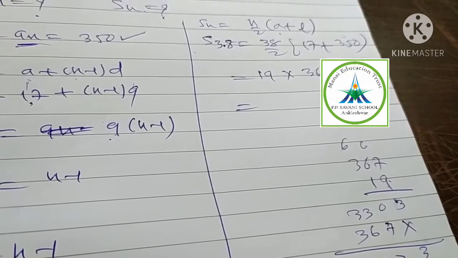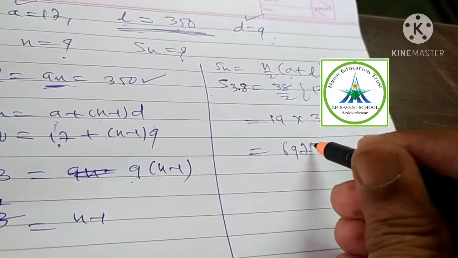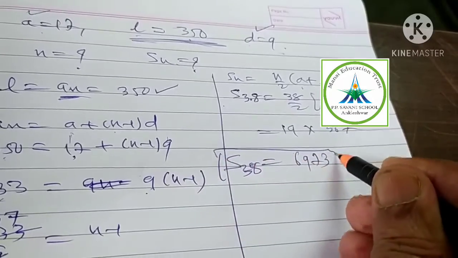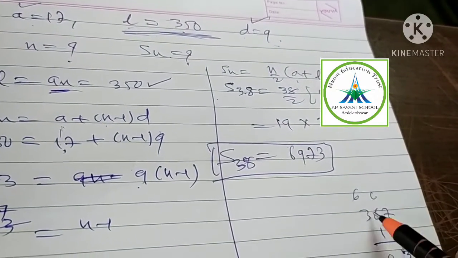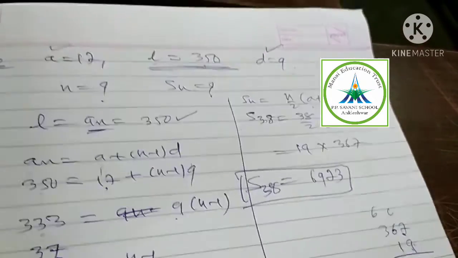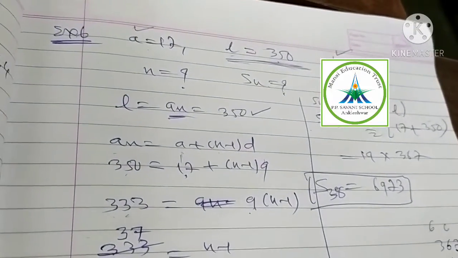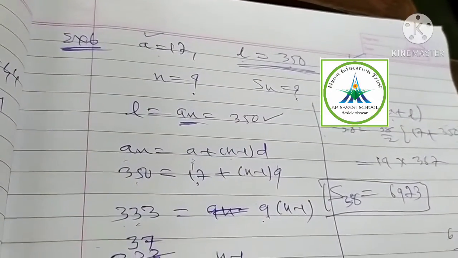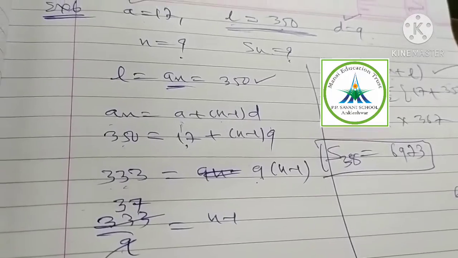You are doing this yourself, please. Okay, 6973. So S38 is 6973. Check properly. Very good. Now see, I hope you understood this. See the video, watch the example. Important is understanding what is given and how. See here, we used the last term: a plus l, upon n upon 2.